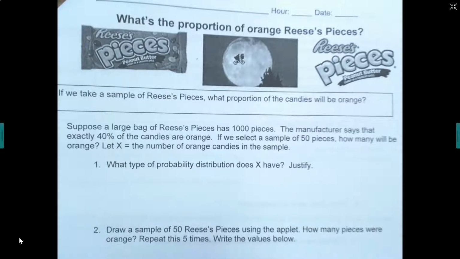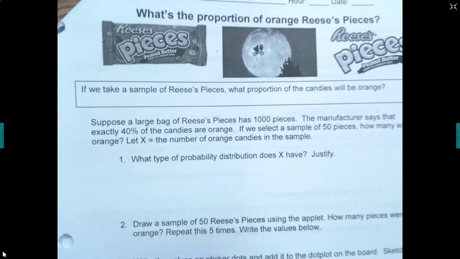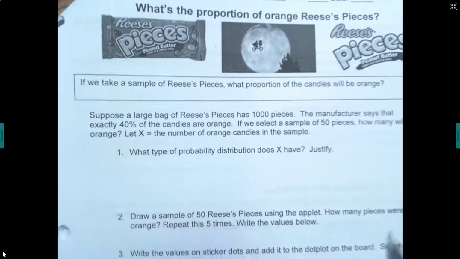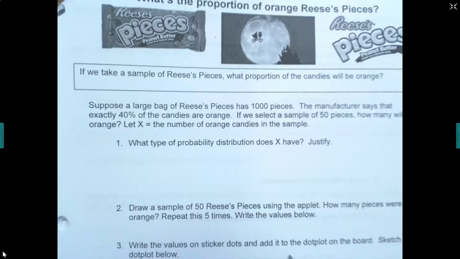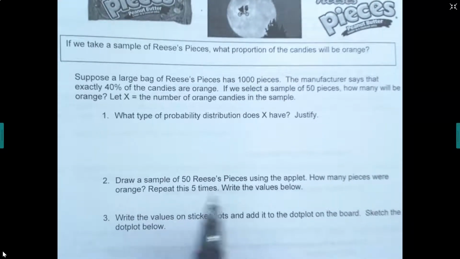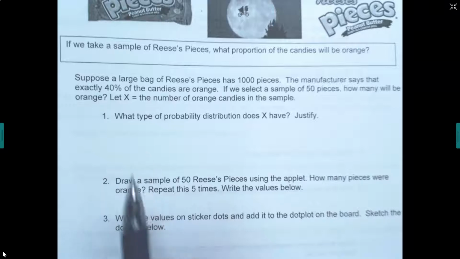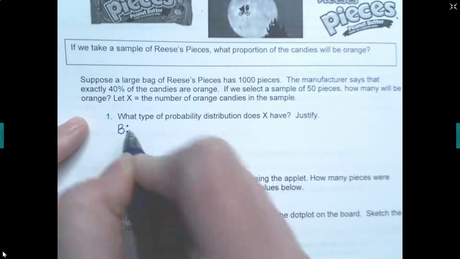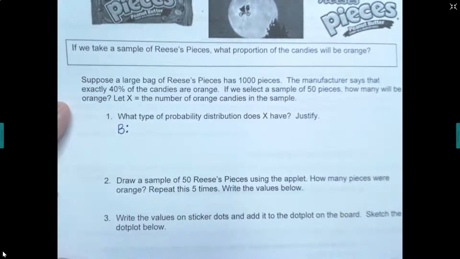All right, so what type of probability does this distribution have? We defined our random variable x to be the number of orange candies in the sample. So that makes me think back to our binomial and our geometric distribution. Let's take a look to see if this works. Let's check our bits or bins. That would determine what we've got going on here.